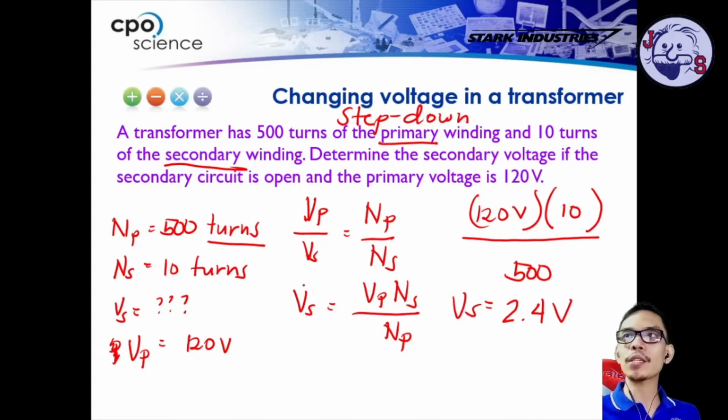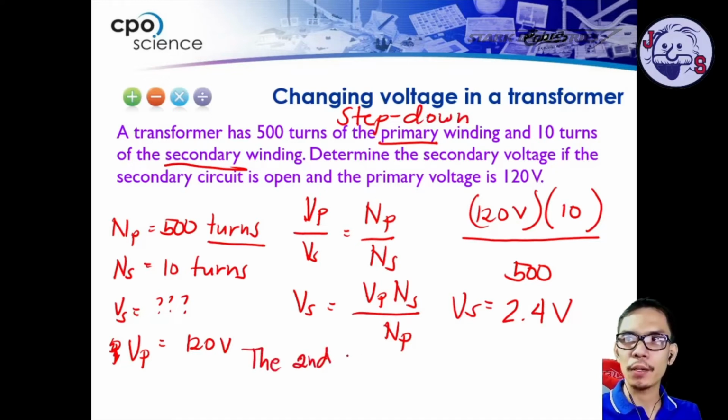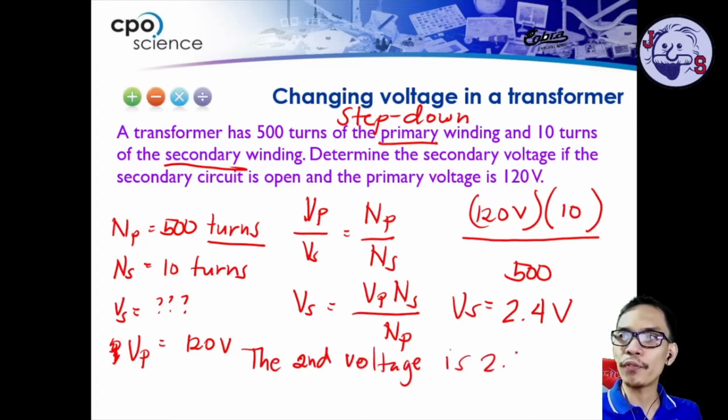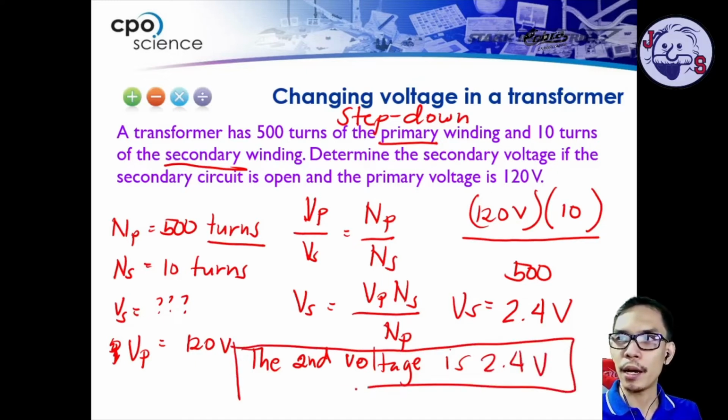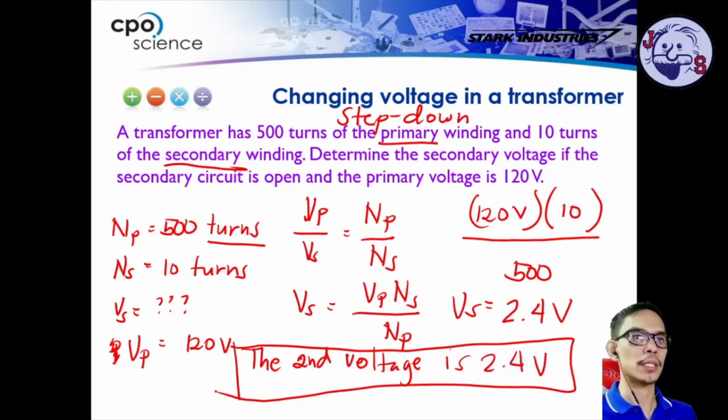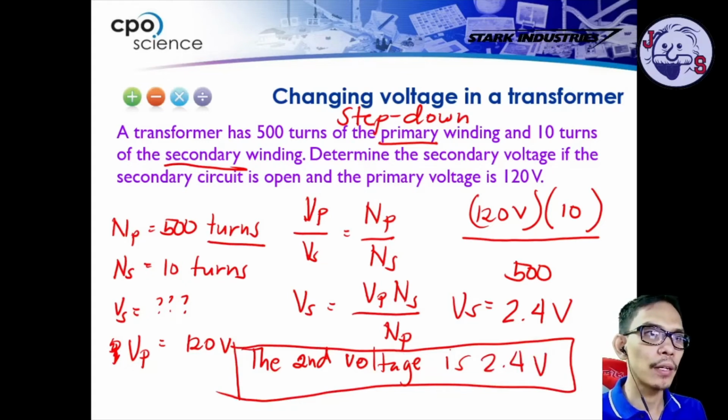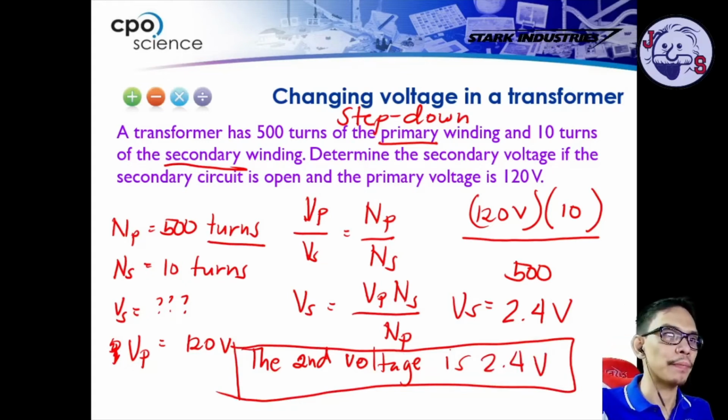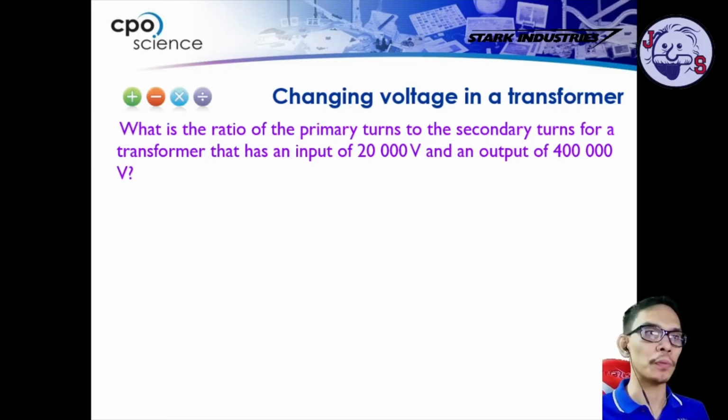So what is the complete answer? The secondary voltage is 2.4 volts. So that is the complete answer for this problem. That's problem number 1. Next, let's go to problem number 2.